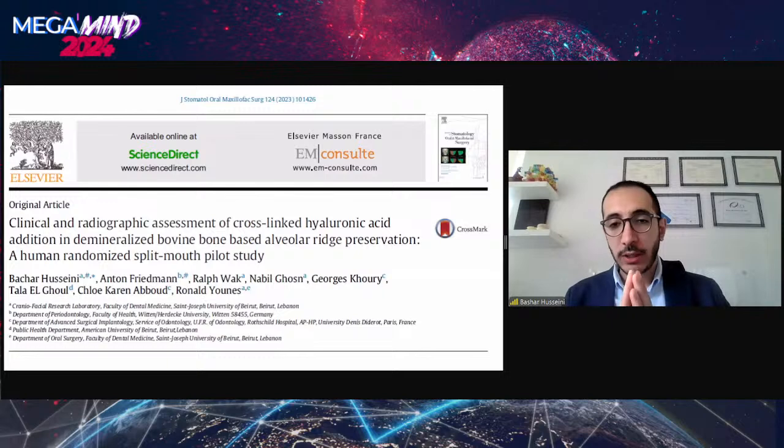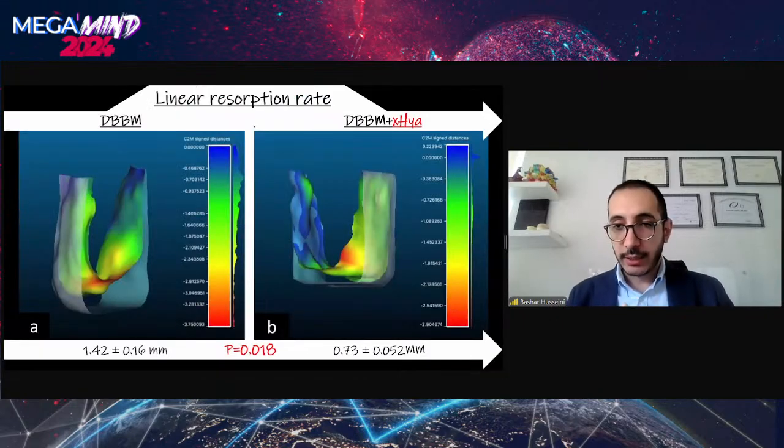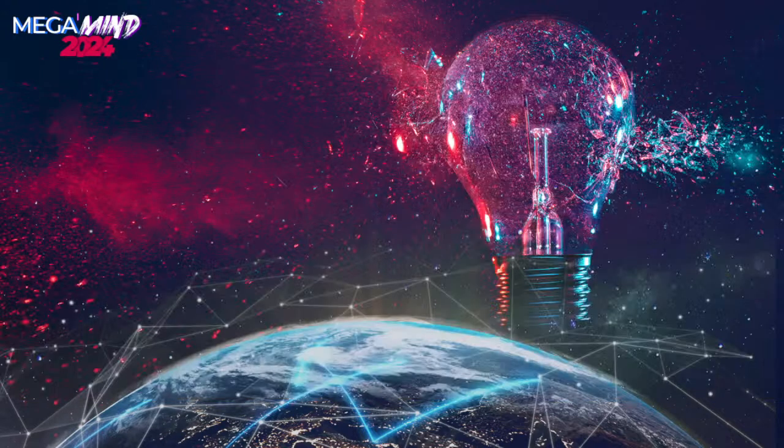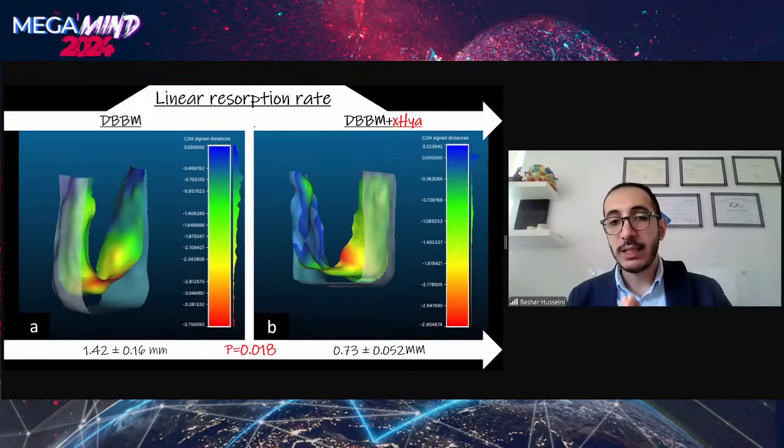I know I talked about hyaluronic acid, but let me explain something. That's an article. It's a split mouth pilot study performed by me and my team, my colleague, Dr. Nabil Ghosn. It was on 14 patients. We studied the volumetric CBCT resorption rate between test groups that received bovine bone material with hyaluronic acid and normal control that received only xenografts. We can see here it shows very little resorption in the test site.